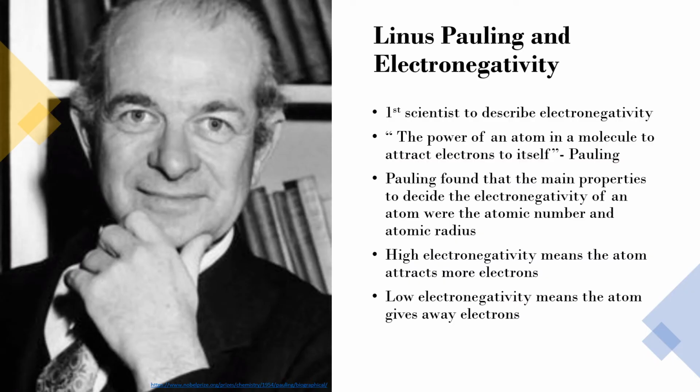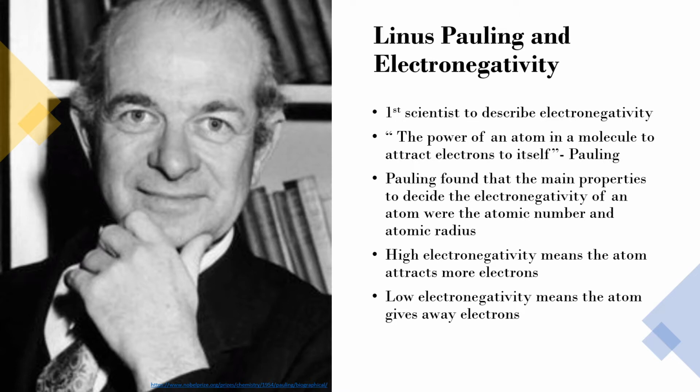So who even invented the Pauling scale? Linus Pauling, shown to the left, was the first scientist to describe electronegativity. He described electronegativity as the power of an atom in a molecule to attract electrons to itself. From this, he created the Pauling scale, which measured different electronegativities in each atom.